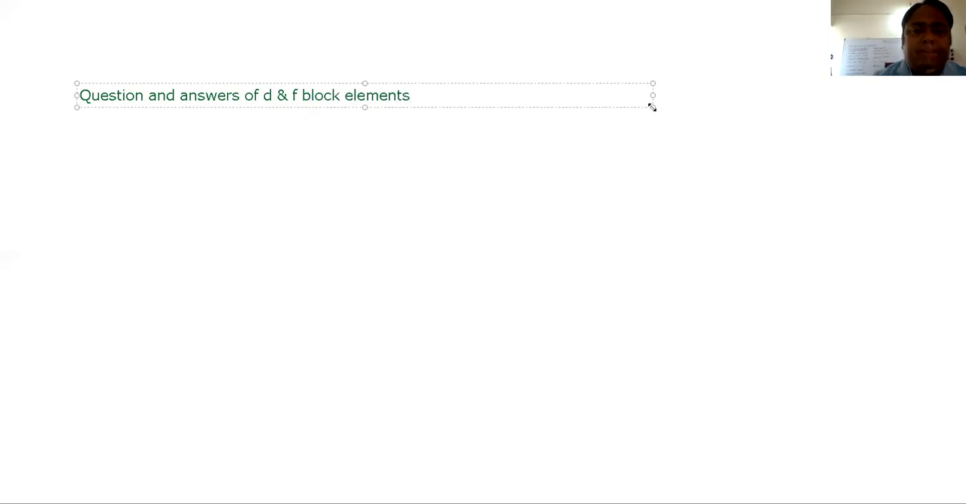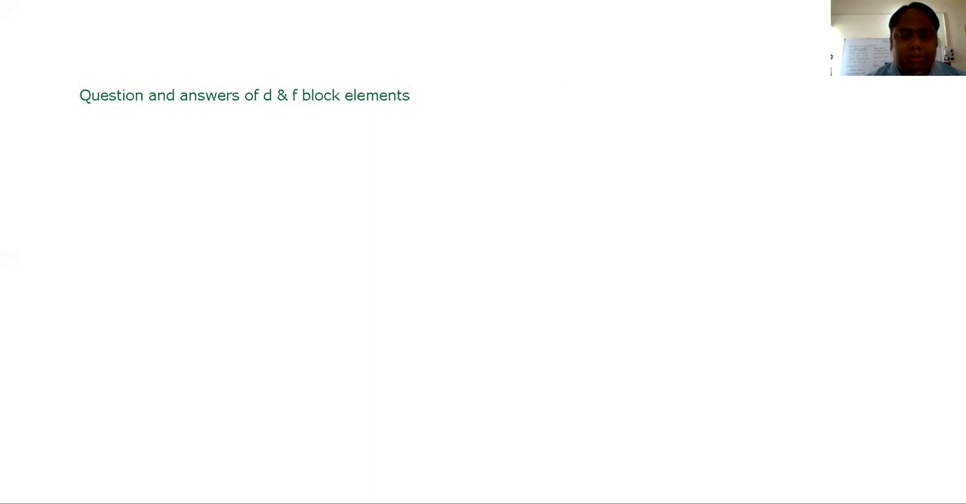Let us discuss some more questions on d and f block elements, which is there in your textbook, before we go to the next chapter. In many books and notes, you will find that this d and f is written as capital D and capital F. So do not write like that. It has to be small d and small f.